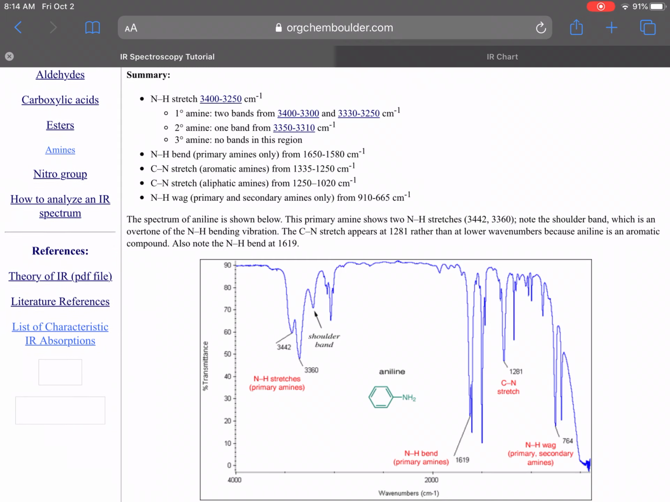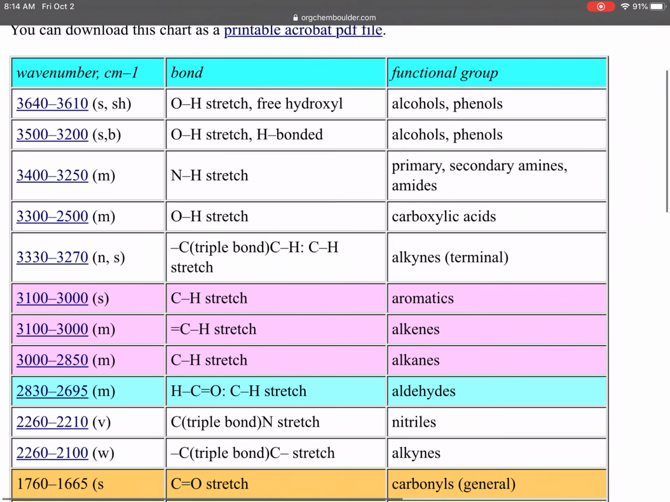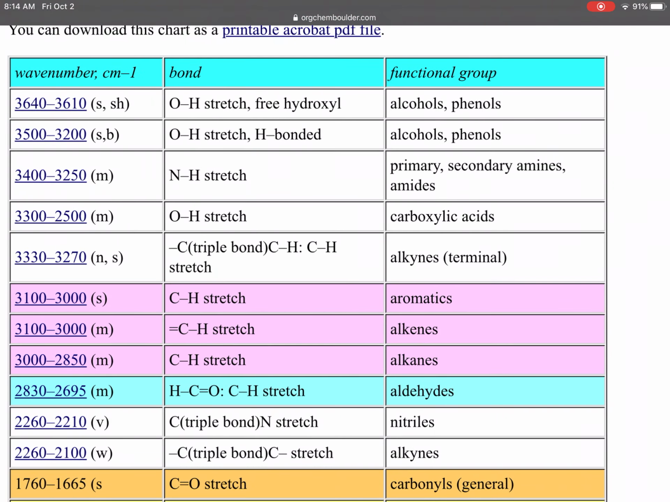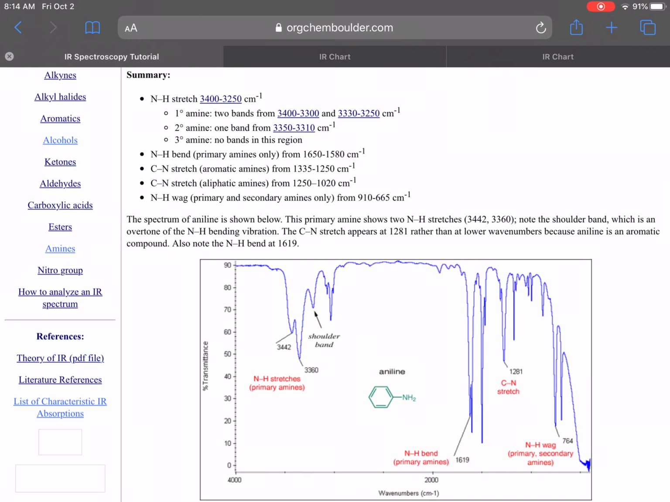And you'll see these things referenced in your correlations table quite a bit. You see little letters that appear. Like for this first one, you see parentheses S, comma, SH. That stands for strong, S for strong, and SH for sharp, right? So your correlations table might include not only a description of the wave number, but also a description of the peak size and intensity.